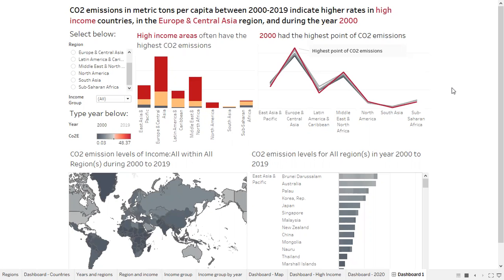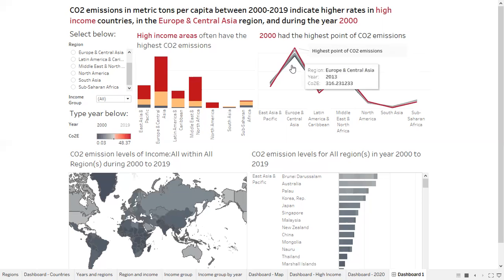Some of the key identifiers that we found in the CO2 emissions per capita data from the World Bank is that high-income countries, the Europe and Central Asia region, and then during the year 2000, there were high points of CO2 emissions during the year and in these regions and higher income countries.